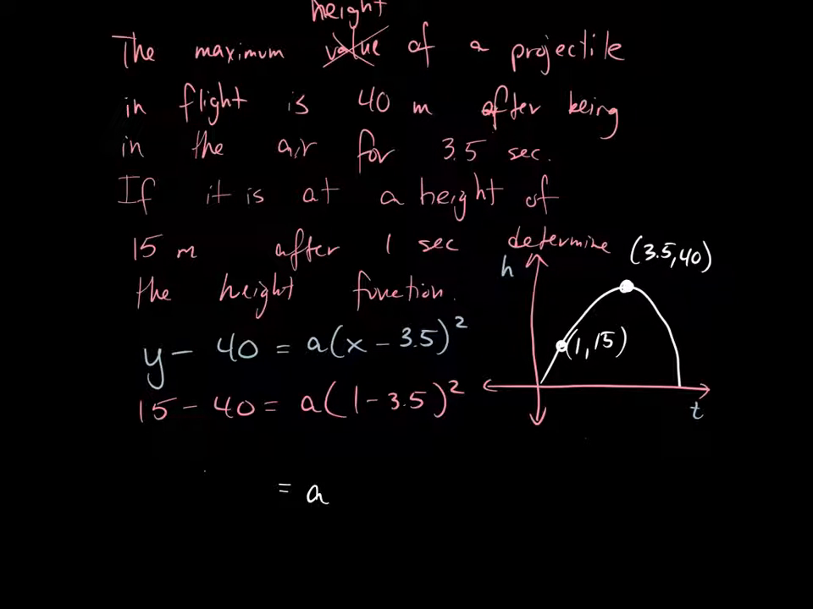15 minus 40 is going to be negative 15, divided by 1 minus 3.5, which is negative 2.5. When I square that, that's going to be 6.25. Since I'm squaring a negative, it becomes positive, so I'm going to divide by that. What will a become as a result? What is this value? Can somebody give me an approximation at least? It's a little bit more than 2. Sorry, negative 25. I apologize.